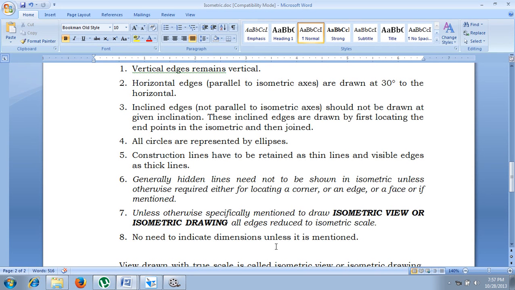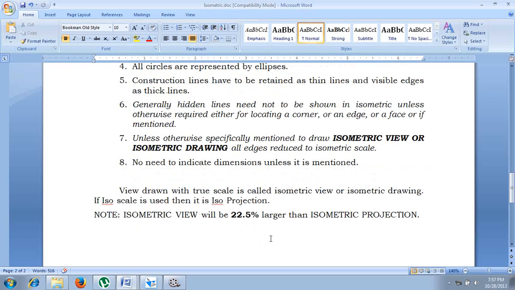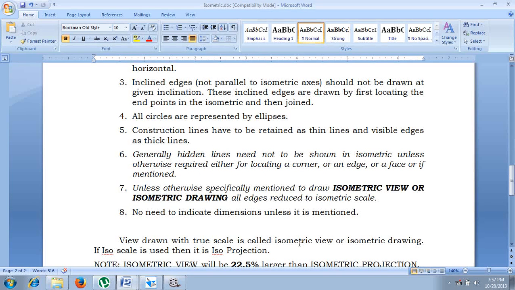Isometric projection means it will be foreshortened for a ratio of √2:√3. And here no need to indicate any dimensions unless it is mentioned. Now, a view drawn with the true scale is called isometric view or isometric drawing. If isoscale is used, then it is called isometric projection. And also note that the isometric view will always be 22.5% larger than the isometric projection. Now, based on these guidelines, let me show you how to draw the isometric projections one by one.